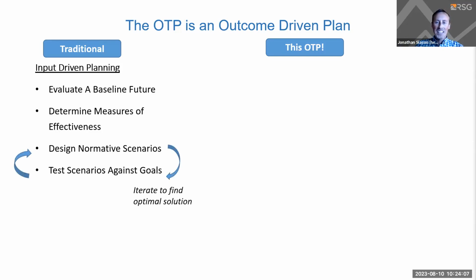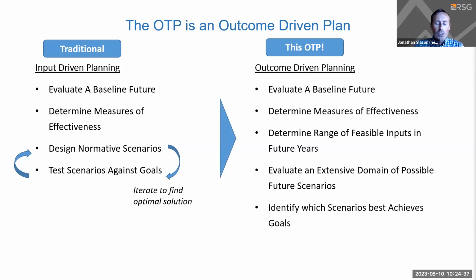Now, Oregon has been leading the way nationally in this. Many of you were involved in the STS and other actions at the state level, where we now have new capabilities at our hands. But earlier, when we developed these, we had to go through those permutations more manually and involve people and say, well, how does the future unfold? What are the types of changes that we expect? So as the OTP is an outcome-driven plan, what's the difference? You first evaluate a baseline future. That's the same. You also identify your measures of effectiveness. That's the same.